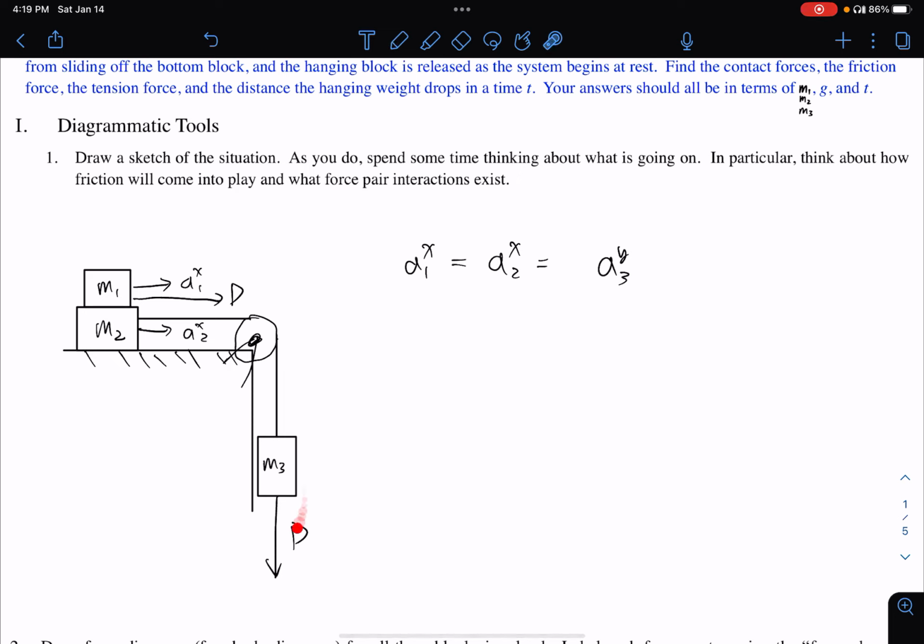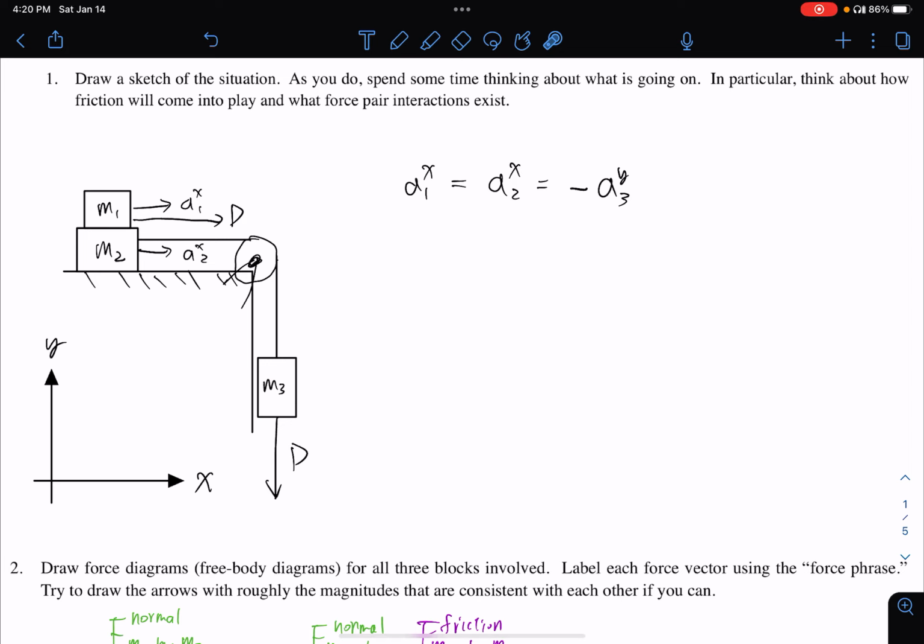And because m3 is moving in the y direction, we relate the y component of acceleration with the x component of the acceleration. But because we set the y component to be positive upward, when we have a downward moving direction, we need to add a negative sign. So the y component of acceleration of block 3 will have a negative value, which gives us a positive x direction of these two blocks.